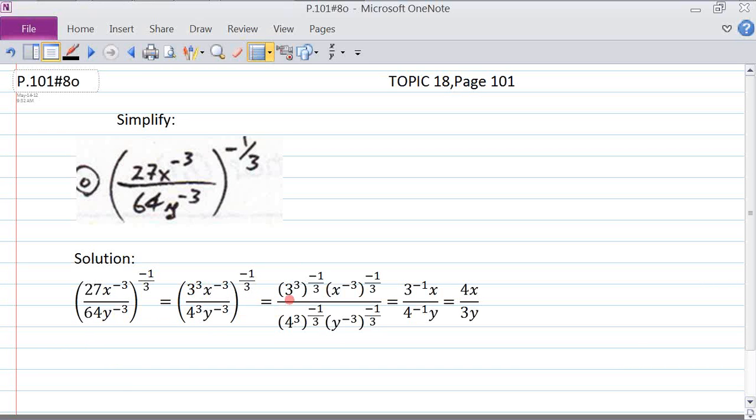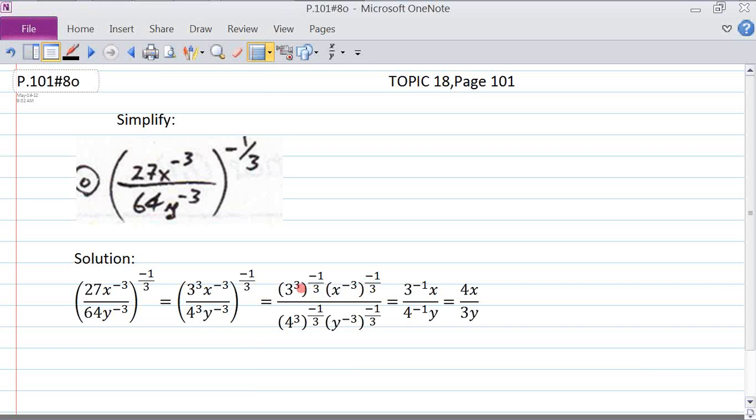So I take this out of the big bracket, and I get 3 cubed raised to the power 1/3, x to the minus 3 raised to the power 1/3, 4 cubed raised to the power 1/3, y to the minus 3 raised to the power 1/3. So I'm essentially operating, multiplying this times this, then this times that, this times that, and that times that. So operating on each one of the components within the brackets.